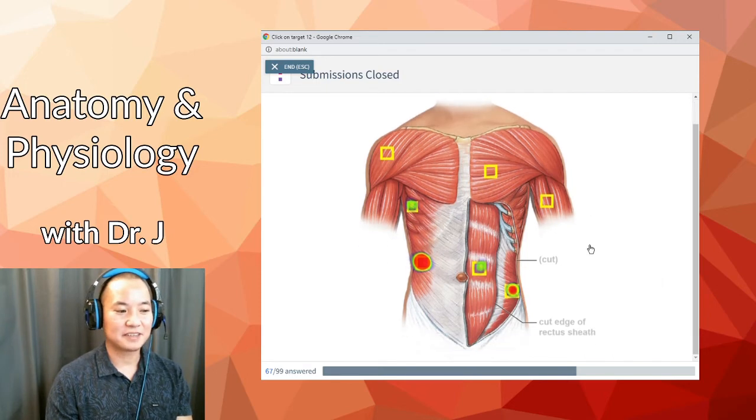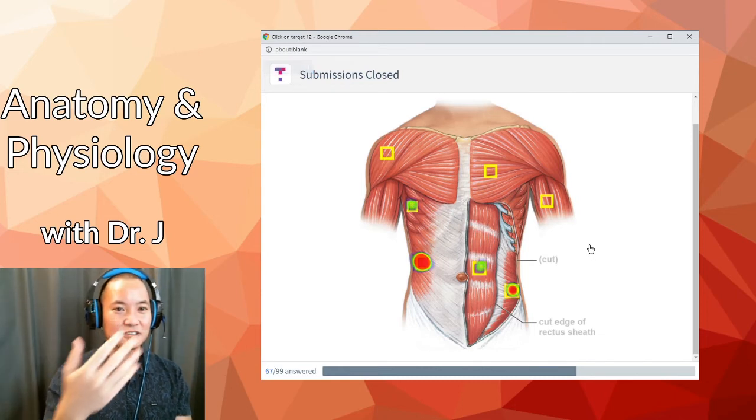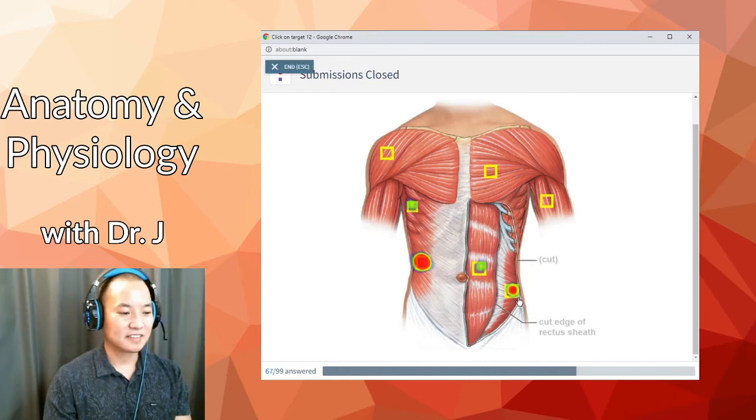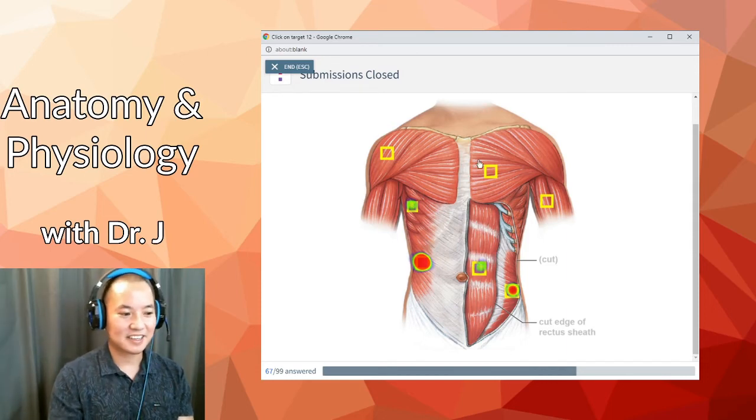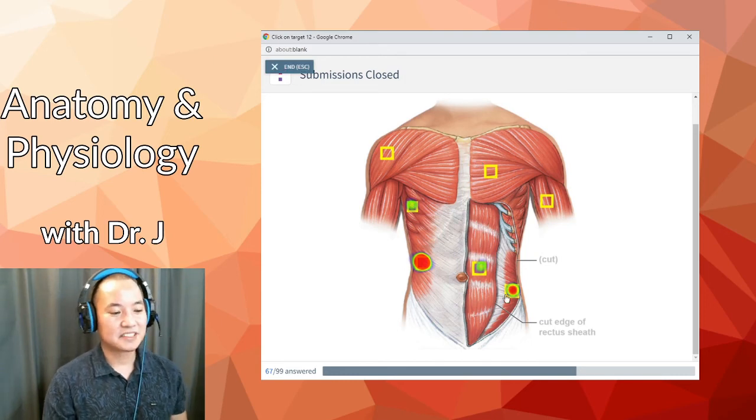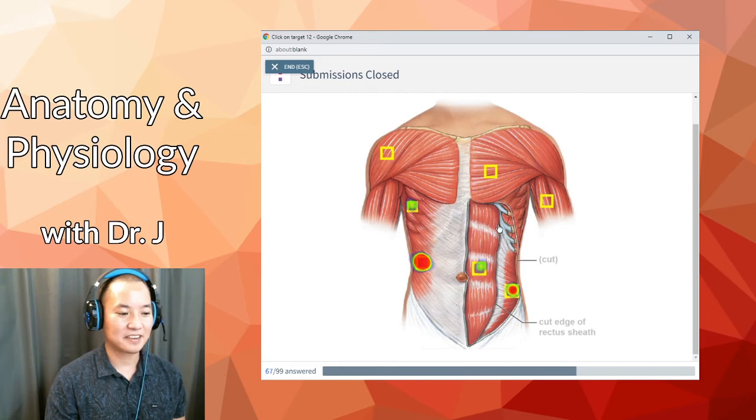Oblique means kind of an angle, a slant. So these are slanted, but this one right here is going parallel to the long axis of the body. That's incorrect. But which is external, which is internal? This is a big hint right here. Notice that there's a big cut. This isn't natural in your body. This means this poor person's abdominal has been cut here. So now we're actually looking on the inside.